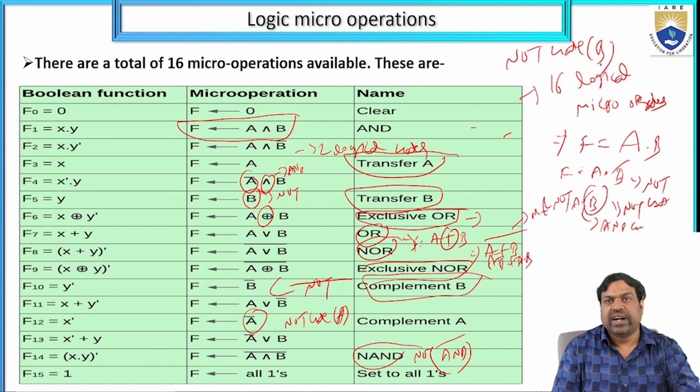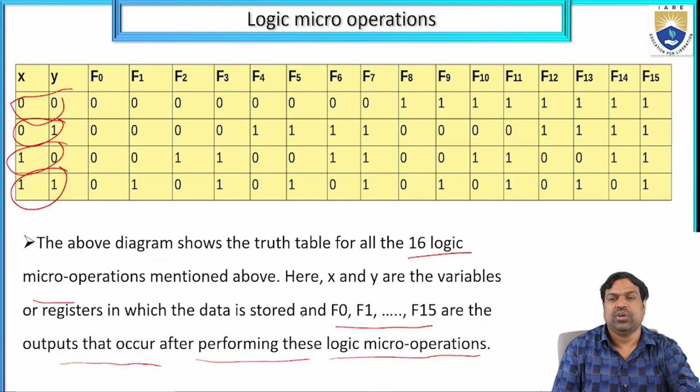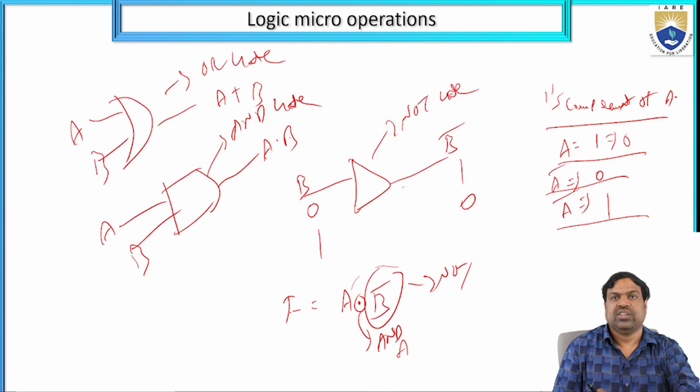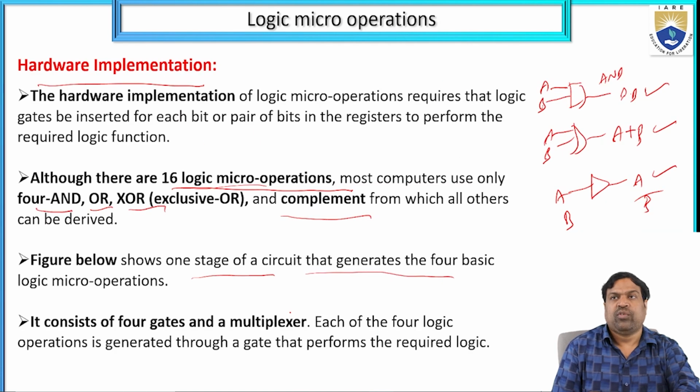So there are 16 micro operations: clear, transfer of A, A complement, B complement, exclusive OR, NOR, exclusive NOR, complement of A, complement of B, NAND gate and ones complement. These are the 16 micro operations performed. For the two inputs 00, 01, 10, 11, the remaining are the 16 logical gate outputs, F0 to F15. And what logic gates do I need physically in hardware? AND, OR, NOT, NOR, NAND, XOR, XNOR. That is the hardware implementation of the 16 logic gates.